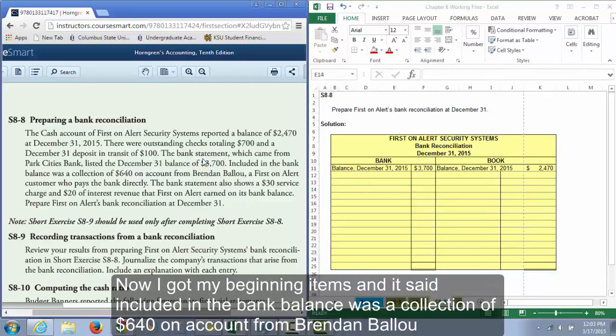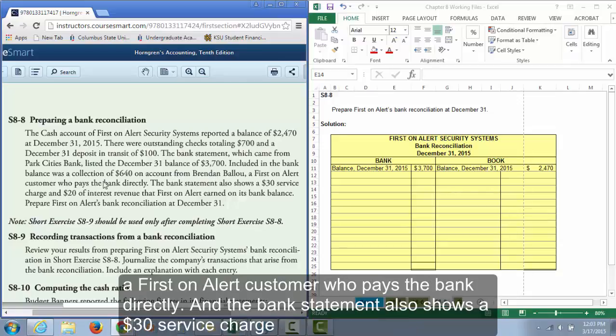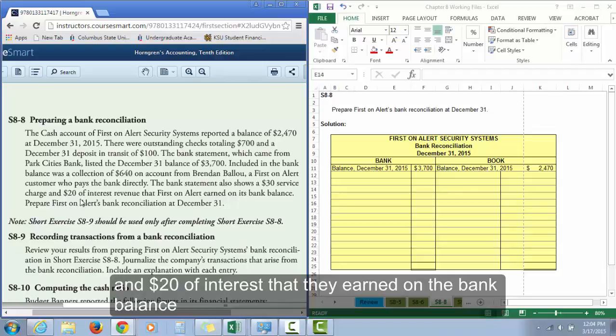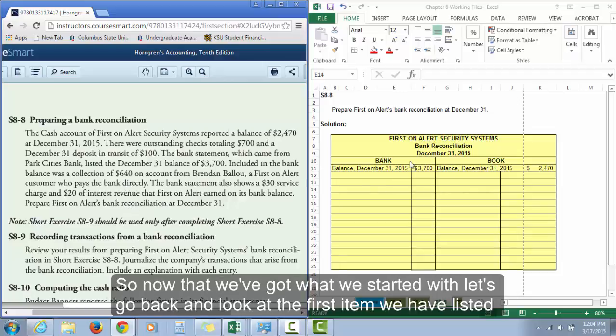Okay, so now I got my beginning items, and that said included in the bank balance was a collection of $640 on account from Brendan Bayou, a First On Alert customer who pays the bank directly. And the bank statement also shows a $30 service charge and $20 of interest that they earned on the bank balance.